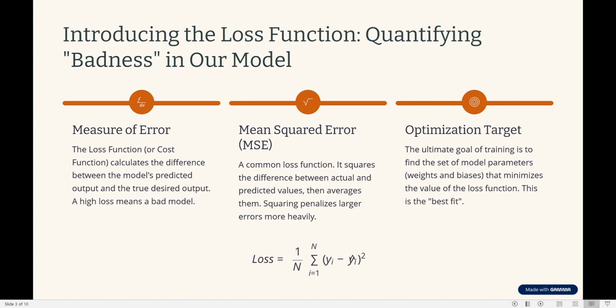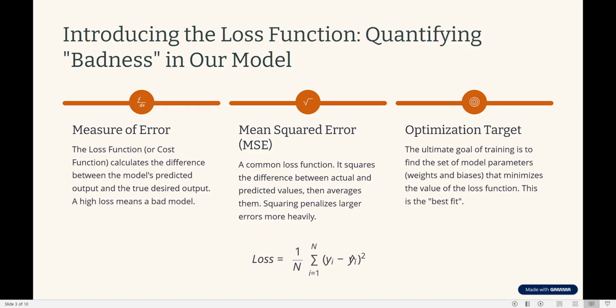Then we see introducing the loss function, quantifying badness in our model. Now that we have a line, we use something called a loss function. It tells us how wrong our predictions are. Formally, the loss function or cost function measures the difference between our model's predicted output and the true output. If this loss is high, it means our line does not fit the data well. If it is small, the line is close to perfect.